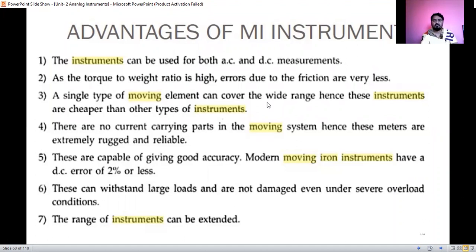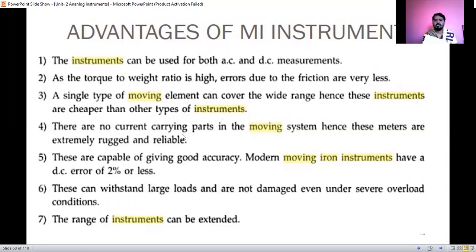A single type of moving element can be used here, a moving iron element. For that reason, it can cover a wide range, hence the instrument is cheaper than other types. This instrument is cheaper than the PMMC. The moving iron part does not carry any current inside it.